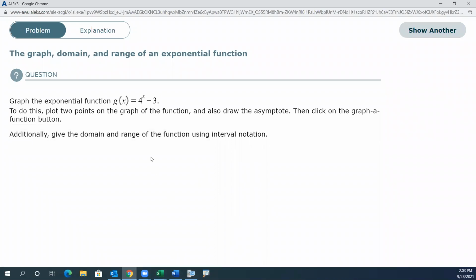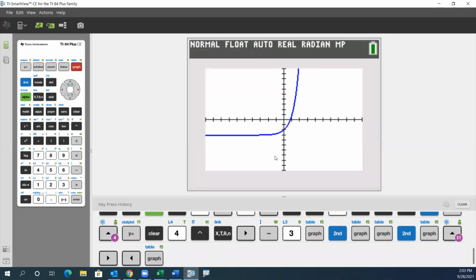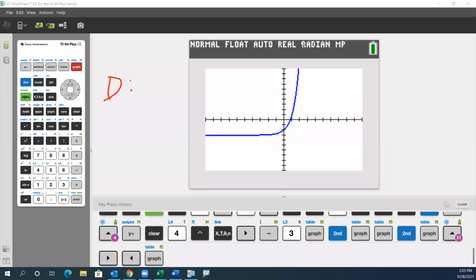All right, then it says find the domain and range. Let's go back to the good picture. So the domain, once again, is going to be all real numbers, because it goes infinitely far to the left and it just keeps getting wider and wider to the right as it goes up. So the domain is all real numbers, or -infinity to infinity. All right, the range is going to be everything bigger than -3.